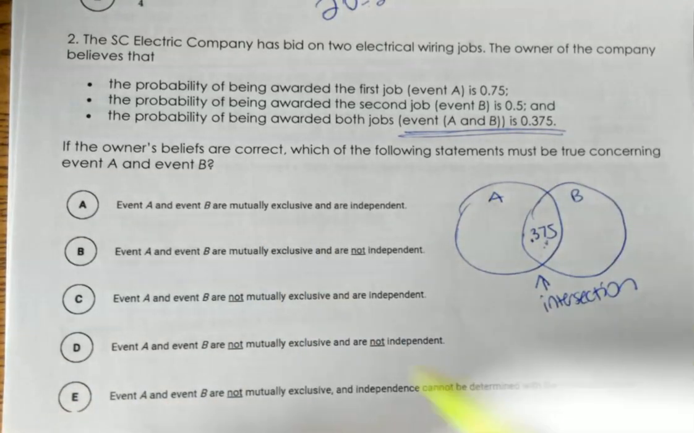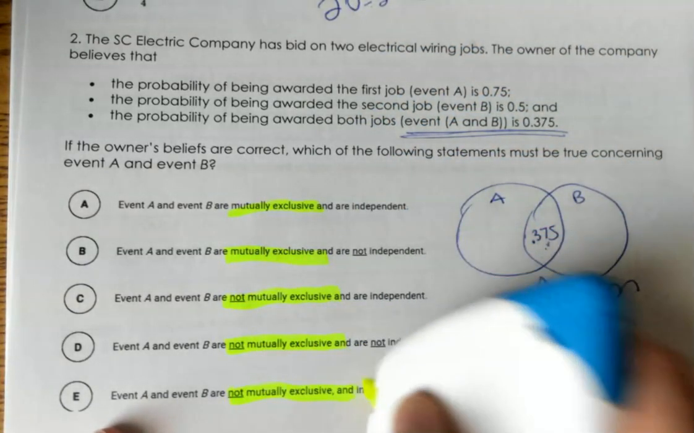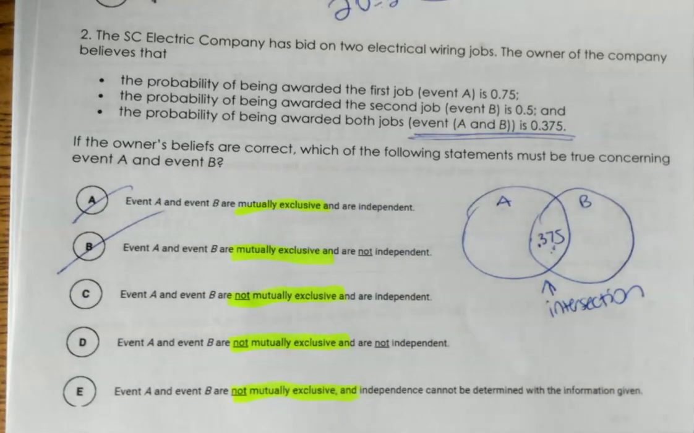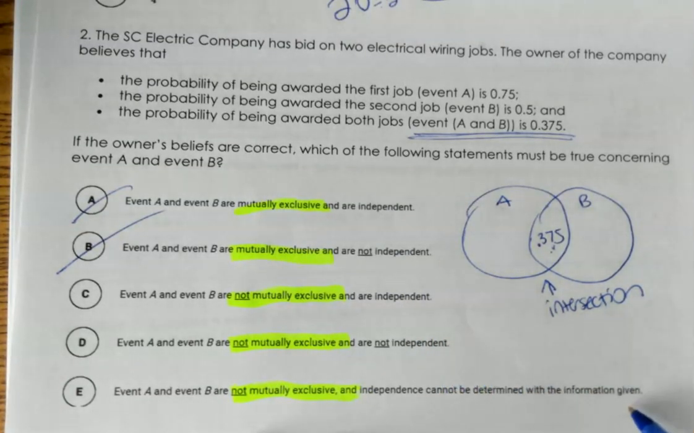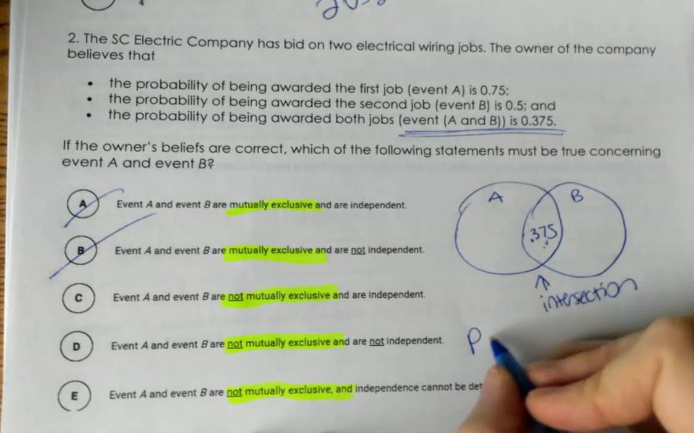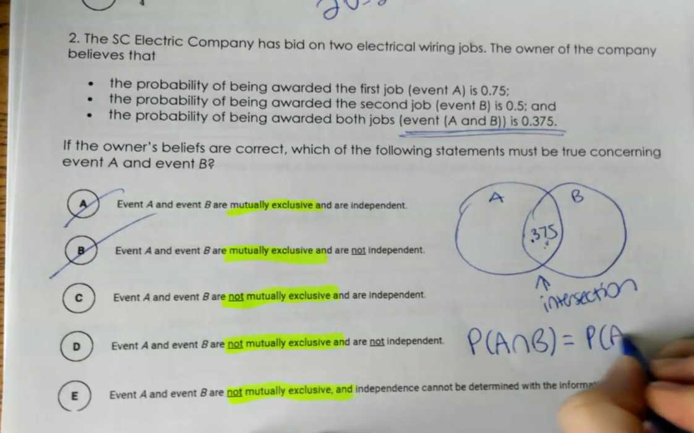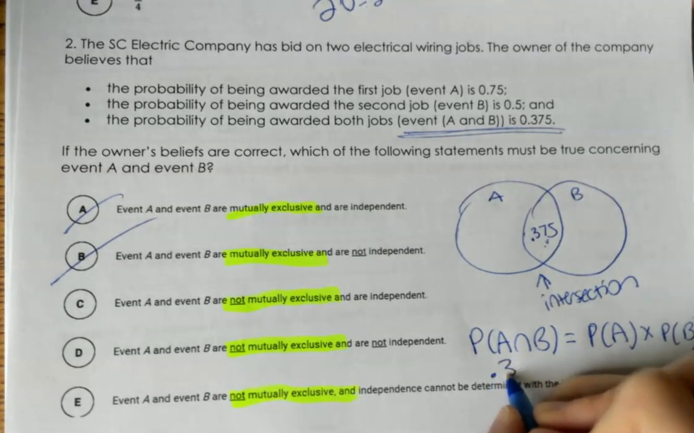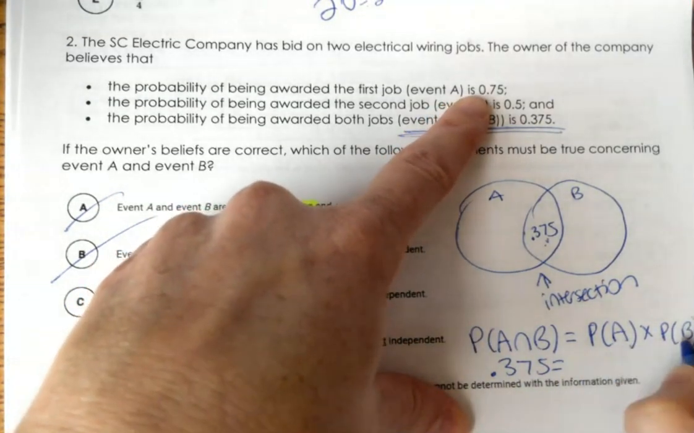So I can go ahead and eliminate some scenarios. It looks like I'm going to eliminate A and B, because I know they're not mutually exclusive. All right, our other scenarios are: are they independent, not independent, or can it not be determined without more information? Well, I know my independence rule. If I have 2 independent events, then A intersection B is P of A times P of B. Well, I have the intersection, right? It's 0.375. So let me just see if 0.375 is equal to P of A times P of B.